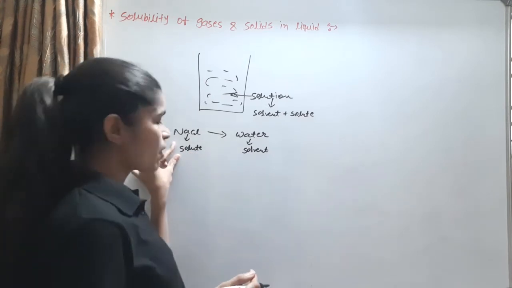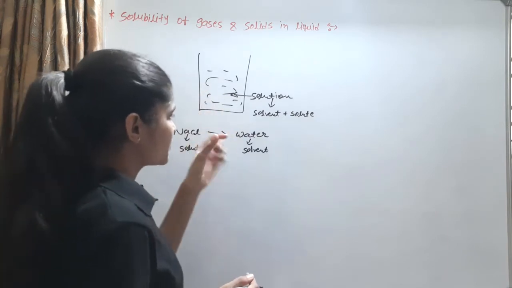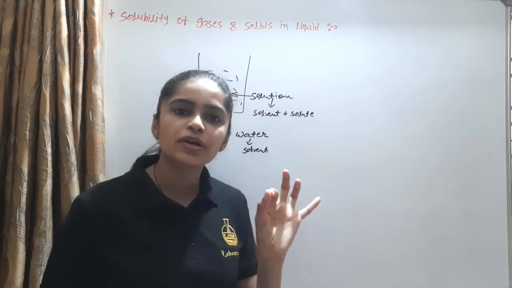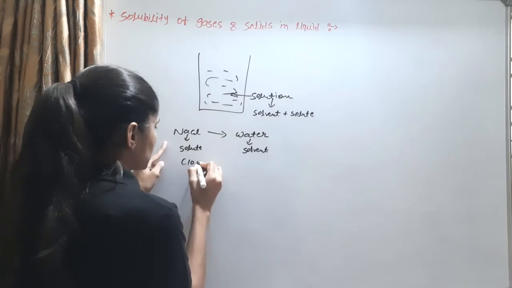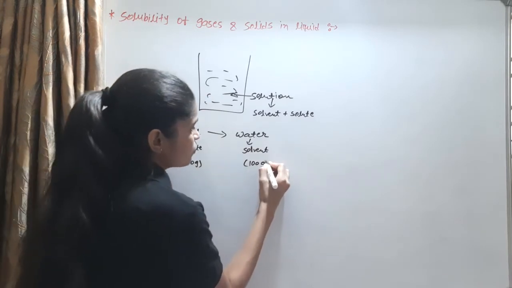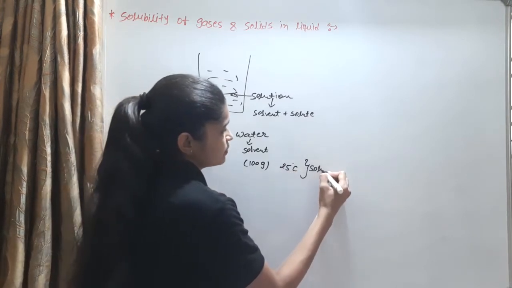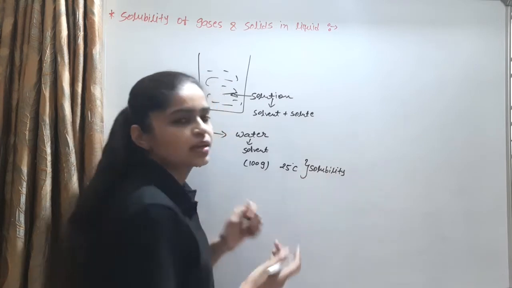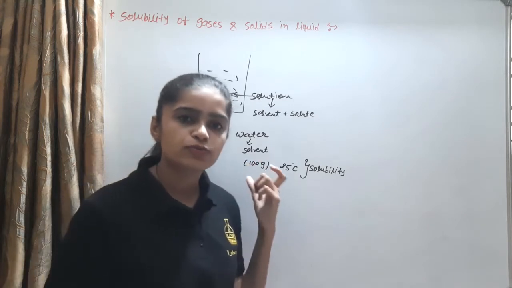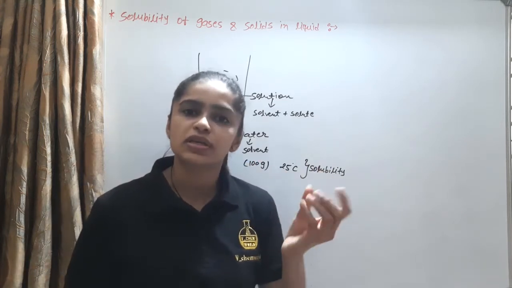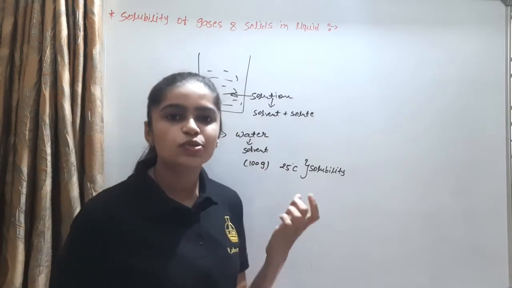When a particular amount of the solute dissolves in a particular amount of the solvent at a particular temperature, this is known as the solubility. For example, 10 gram of NaCl dissolves in 100 gram of solvent at 25 degrees temperature. So this is known as the solubility. When the maximum amount of solute dissolves in a particular amount of solvent at a particular temperature, this is known as the solubility.